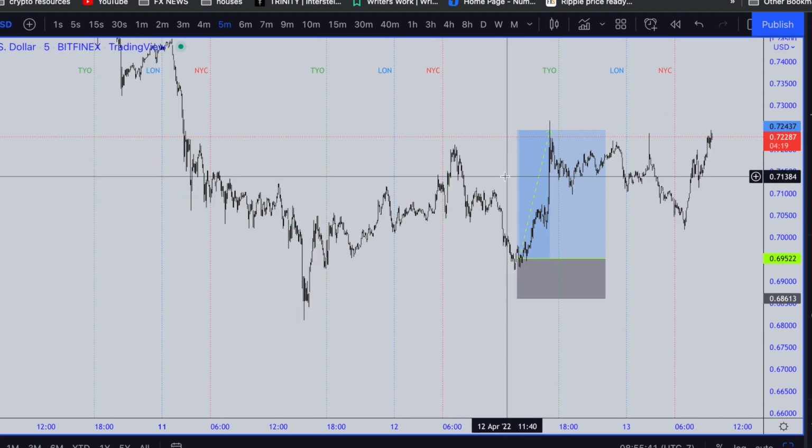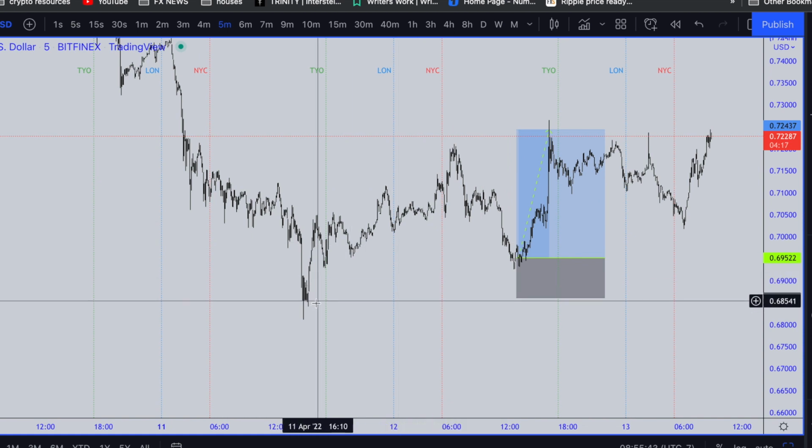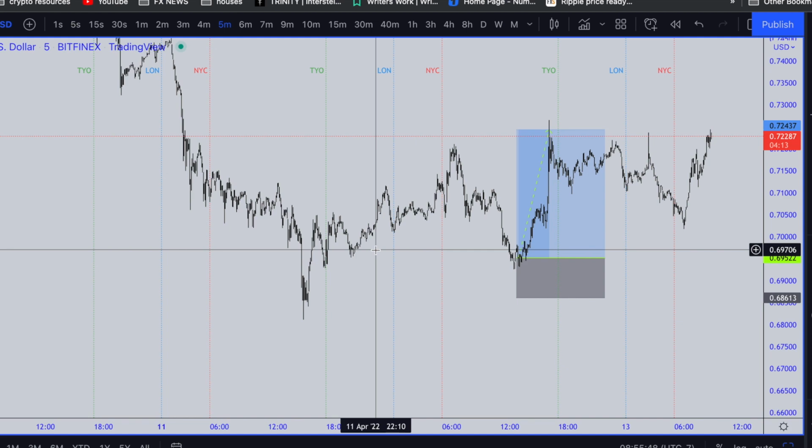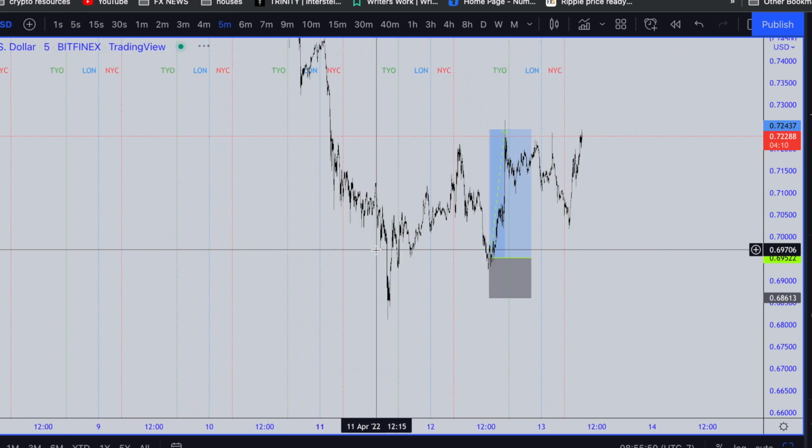I had mentioned to you guys on Twitter that if we hold above the 70-cent psychological level, I'm going to be looking for a reversal on XRP right now. Okay, looking at this price action.